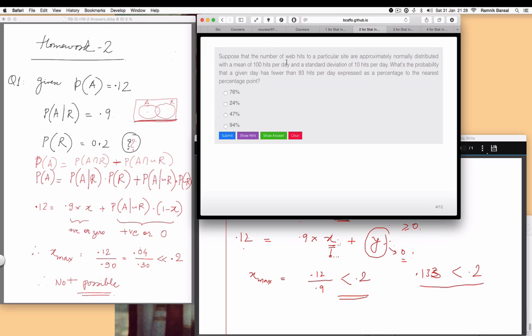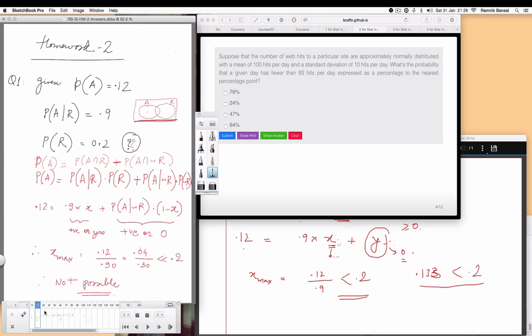Suppose that the number of web hits to a particular site are approximately normally distributed with a mean of 100 hits per day and a standard deviation of 10 hits per day. What is the probability that a given day has fewer than 93 hits per day, expressed as a percentage to the nearest percent point? So what are we talking about in this question?